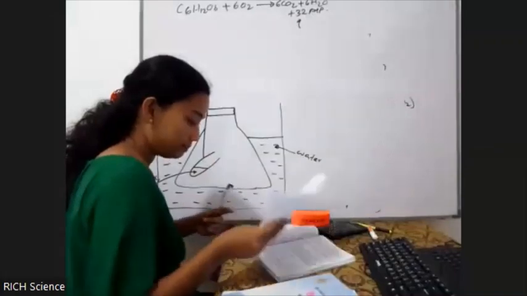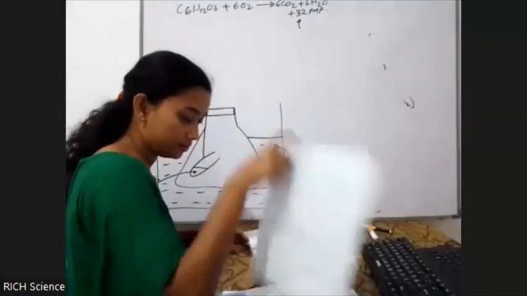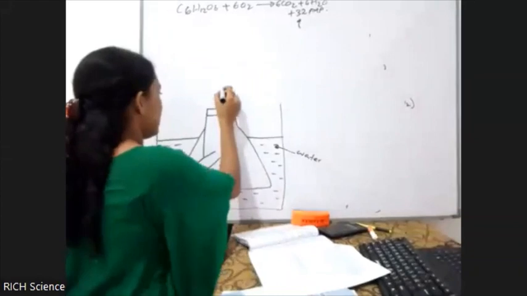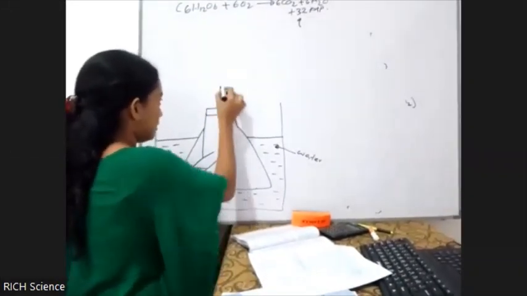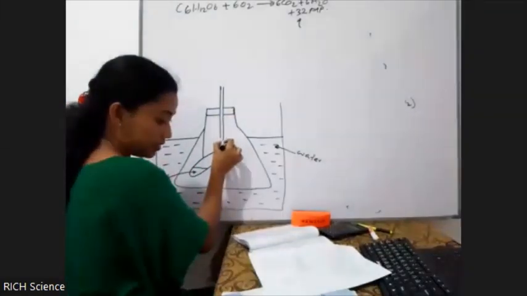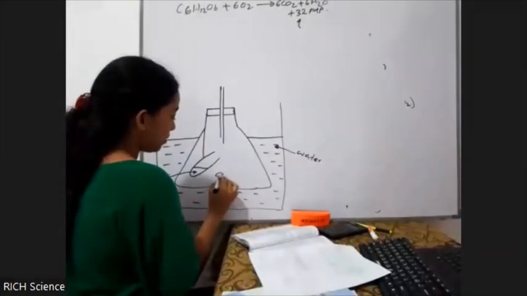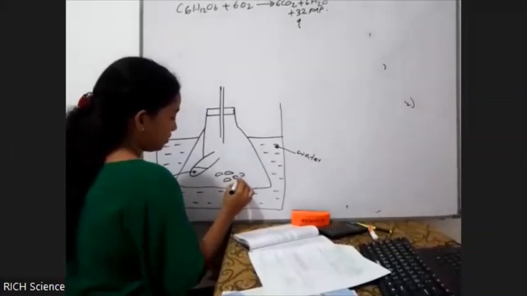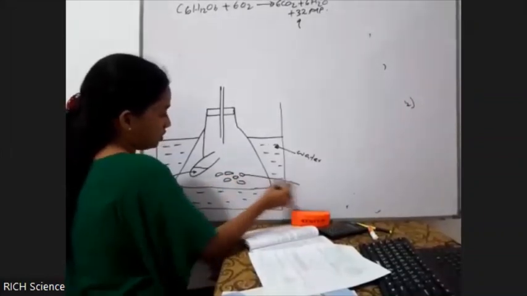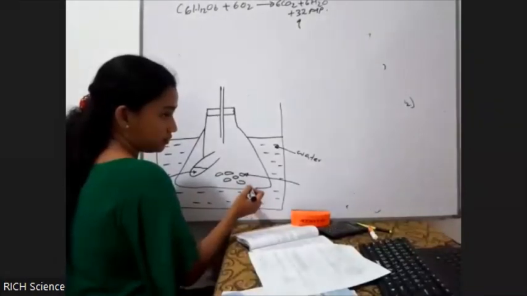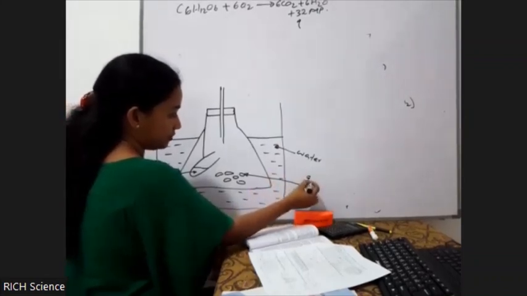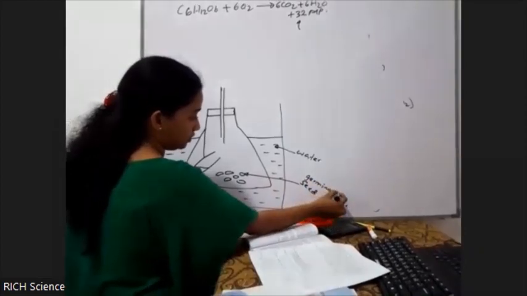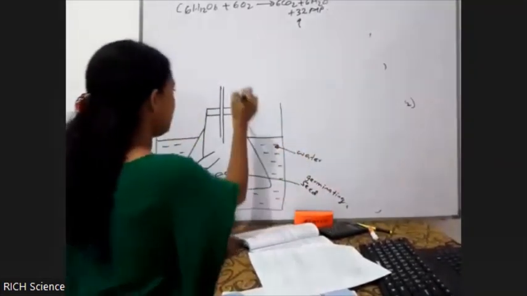Okay, then there is a tube inserted in this conical flask, and what about these materials? They are seeds, germinating seeds.